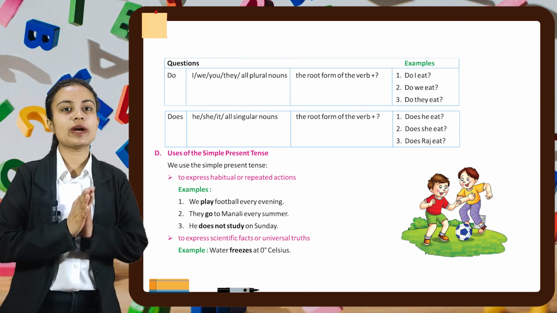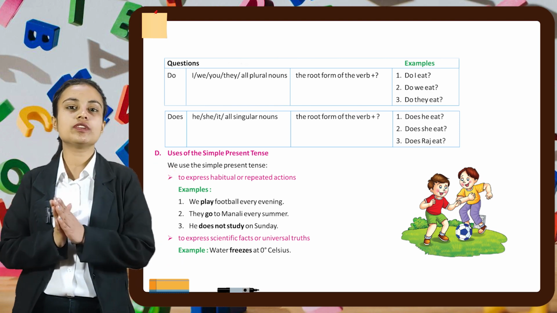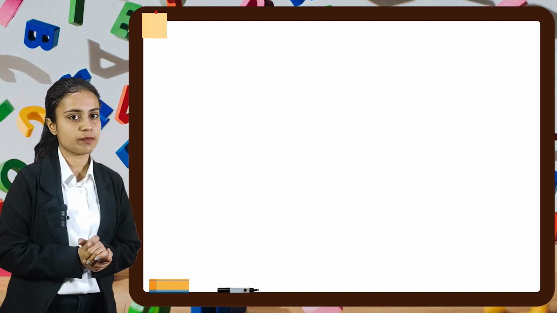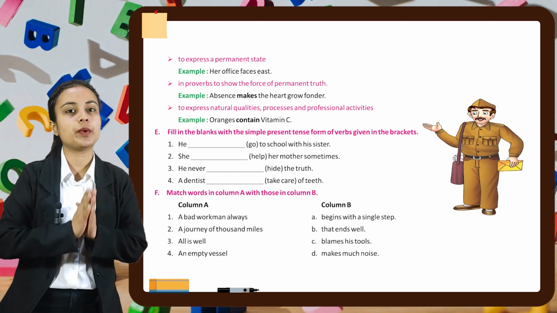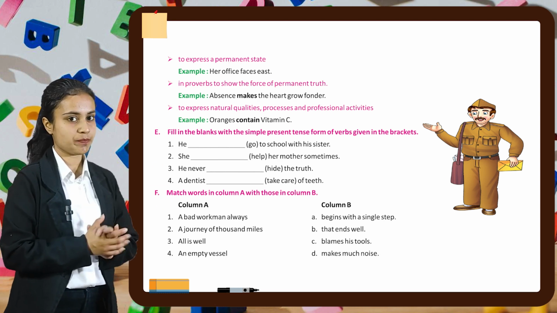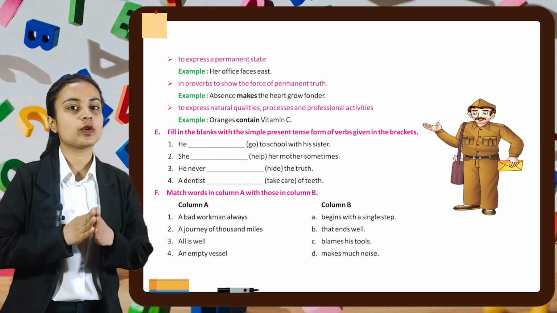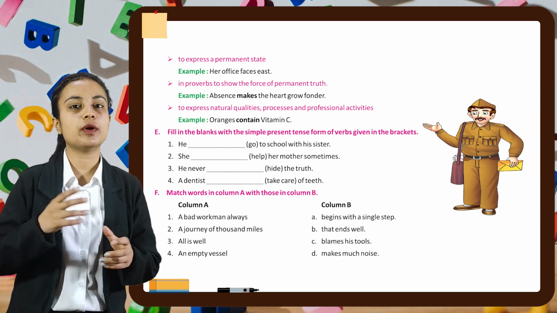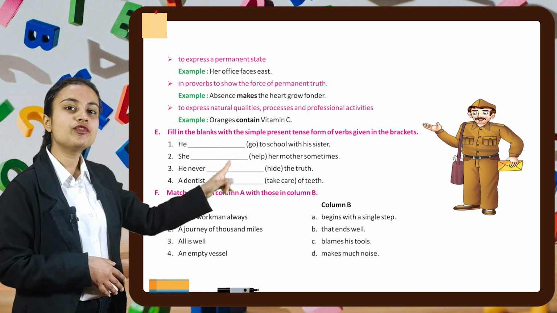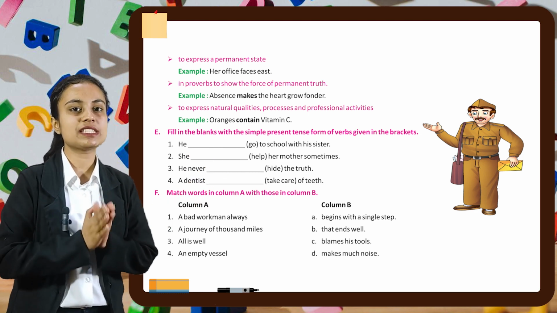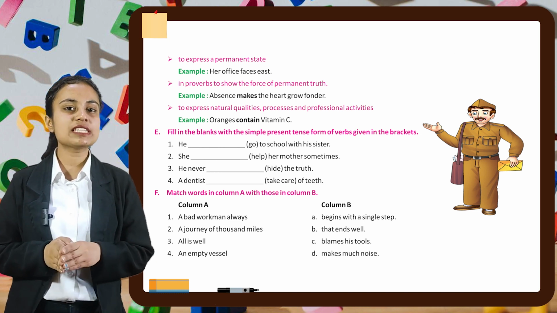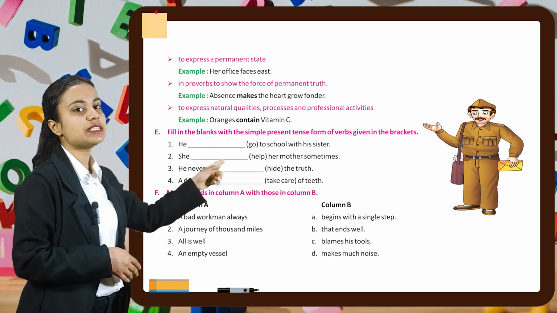Point number 2 says to express scientific facts or universal truth. For example, water freezes at 0 degrees Celsius. The next point says to express a permanent state. For example, her office faces east. The next point says in proverbs, to show the force of the permanent truth. For example, absence makes the heart grow fonder. The next point is to express natural qualities, processes and professional activities. For example, oranges contain vitamin C.